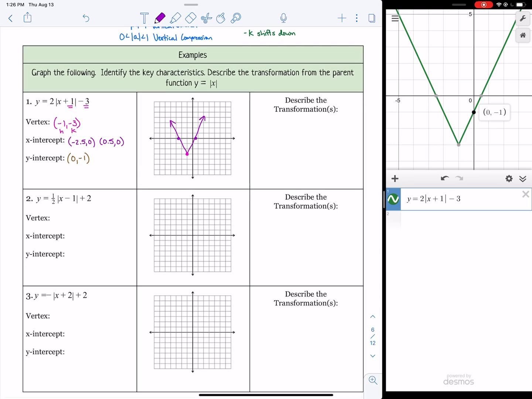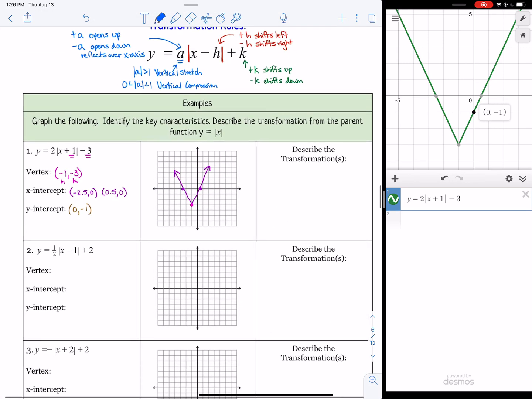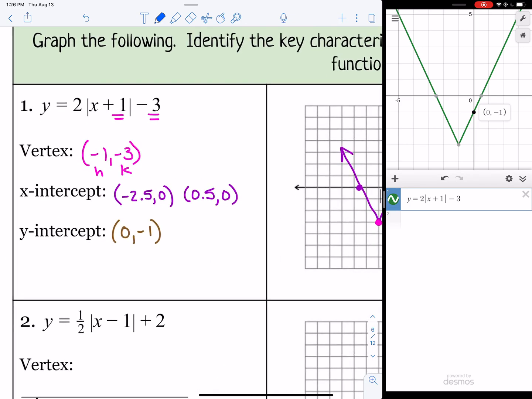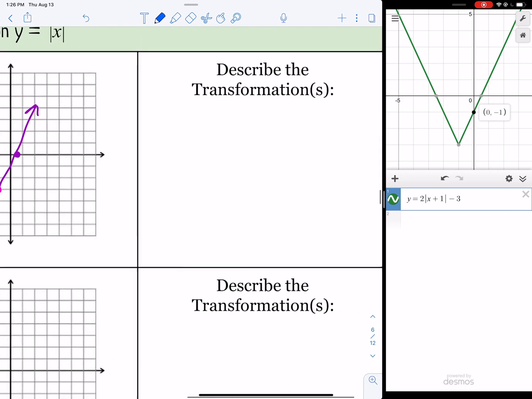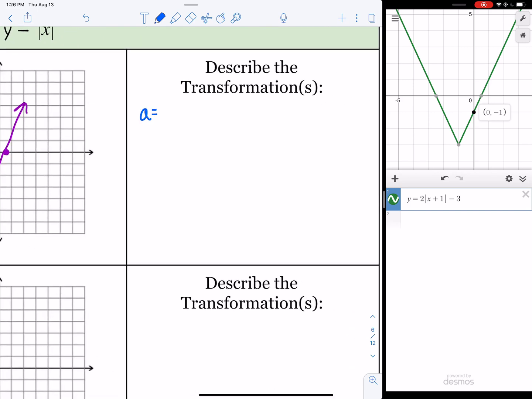Now we want to describe the transformations of the function. So I want to use the same colors I used at the top. So a I wrote in blue. I'm going to circle the a in blue. a is equal to 2. If a is equal to 2, that's larger than 1. So this function is going to have a vertical stretch by a factor of 2. And you just have to write all that out. There's no short way to write it.